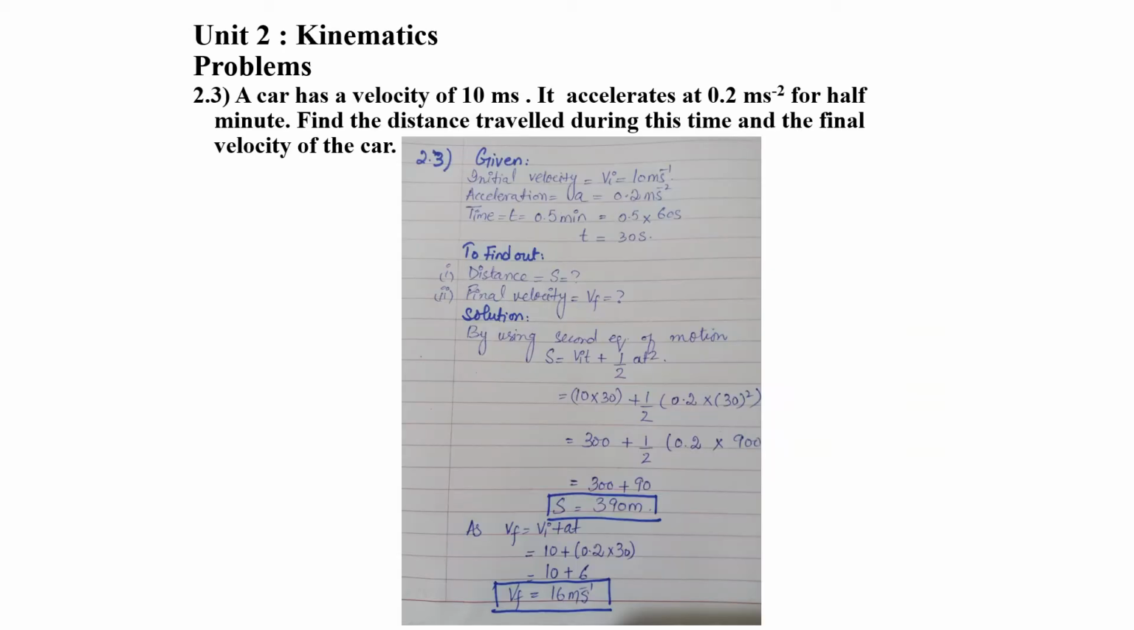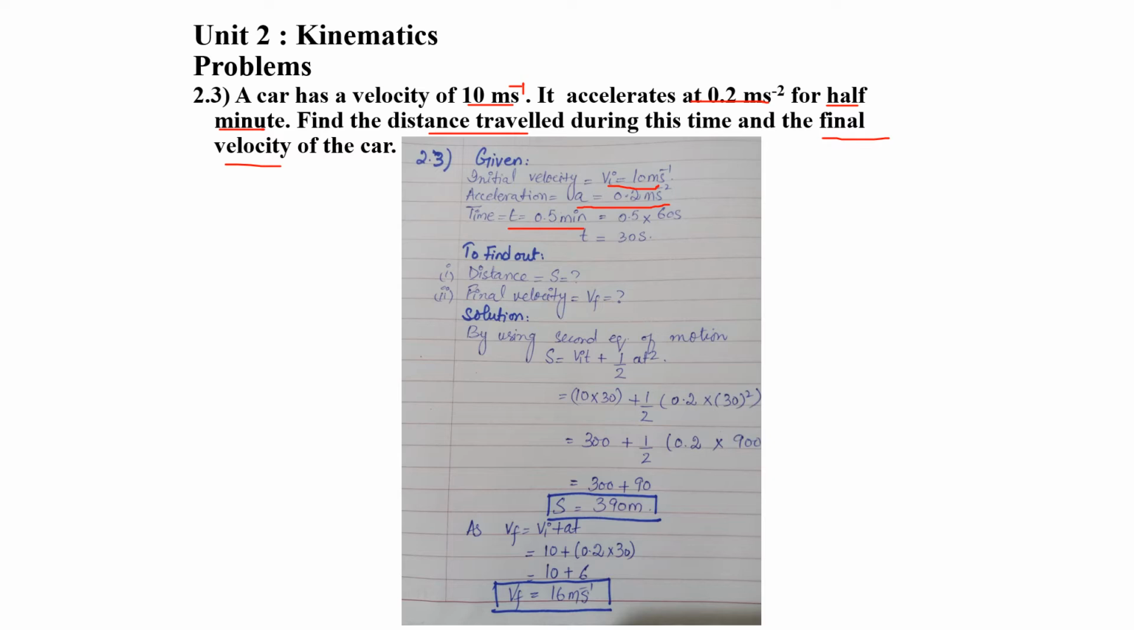So we are going to start problem 2.3. A car has velocity of 10 meter per second. It accelerates at 0.2 meter per second square for half minute. So time here is half minute, right? Find distance traveled during this time and final velocity of the car. So the data given to us is that initial velocity Vi is equal to 10 meter per second. Acceleration is also given, 0.2 meter per second square, and time is 0.5 minutes.